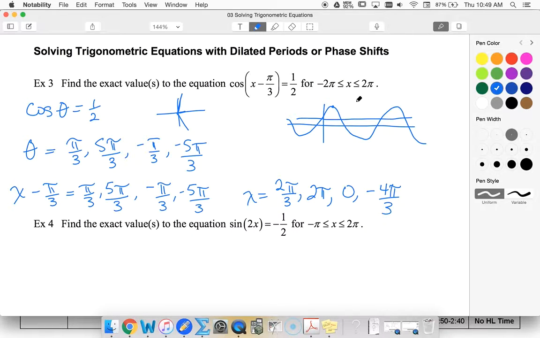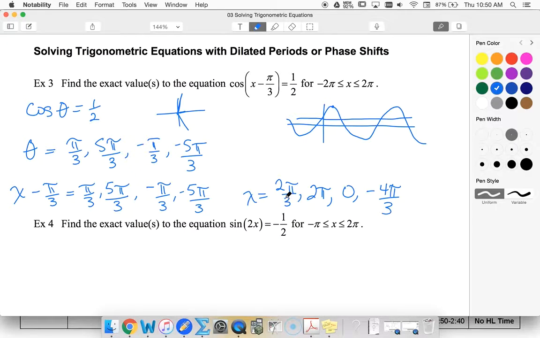And now I want to think about whether I'm still within my domain, and I am. 2 pi is included. I also want to think about the period for this. So my period hasn't been changed. So my period is still 2 pi. I want to know if I've missed any. So 0 plus 2 pi, of course, is 2 pi. Negative 4 pi over 3 plus 2 pi is 2 pi over 3. 2 pi over 3 plus 2 pi would be 8 pi over 3, so past my domain.